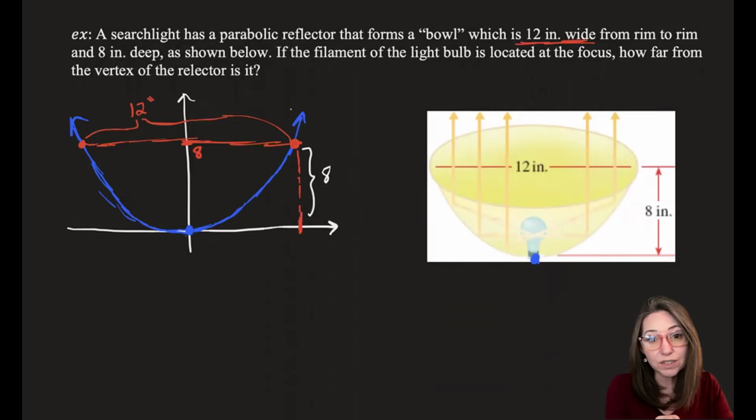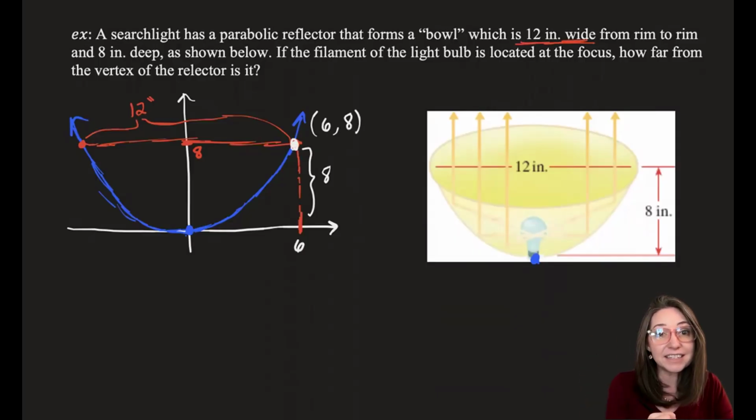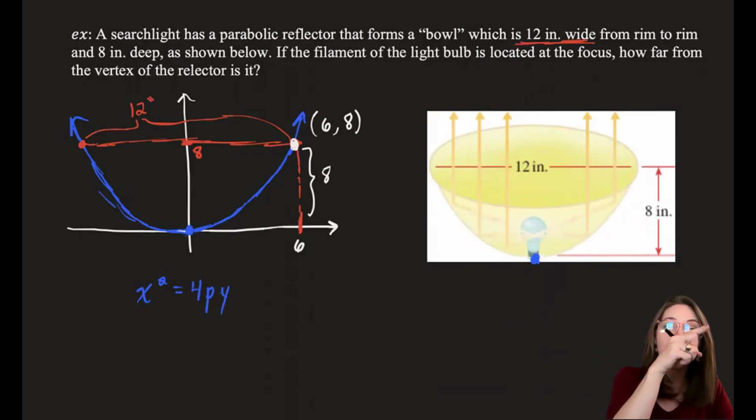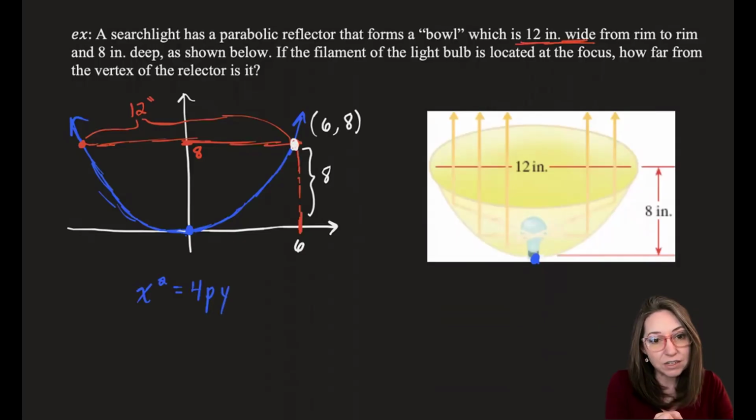Because if the total distance across the bowl is 12, and we know it's symmetric, then half of that distance is 6. So that gives us a point that would be on the equation of the parabola that would model the shape of the bowl through the origin, right, is (6, 8). Okay, so we know that in standard form, this equation is x squared equals 4py, and we're using x squared equals 4py because it opens up as opposed to y squared equals 4px, which would open to the right or left. All right, so now we know a point on that.